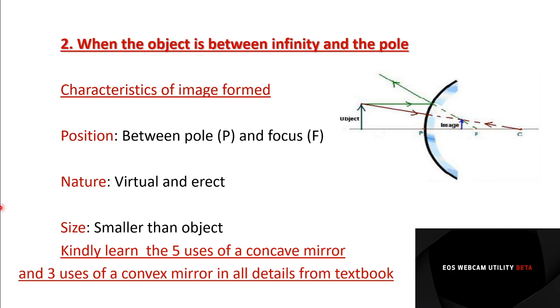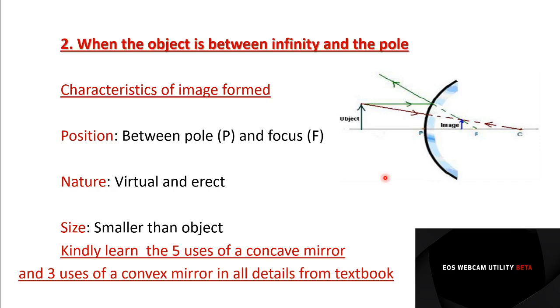Okay, so we get characteristics of image: position between pole and focus. Look, where is pole here? This is focus. So always, whatever position of objects you take, image will be between pole and focus. That's why we don't have to draw many. Okay, it is a virtual and erect image. Okay, and always smaller than object. Always smaller than object. Okay, please remember, these are the characteristics of the image that will be formed by a convex mirror for any position except at infinity. For any position of object between infinity and focus, you will be getting the same type. Okay, so we get the general characteristics of all the images formed.